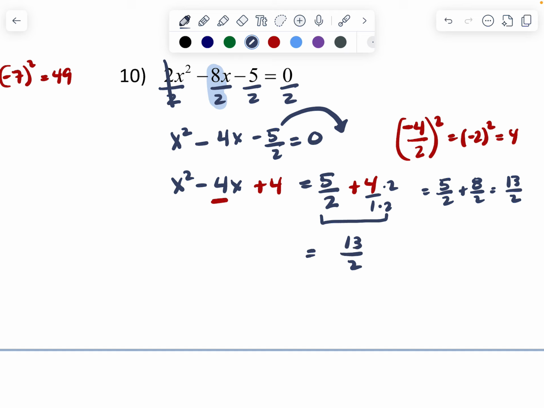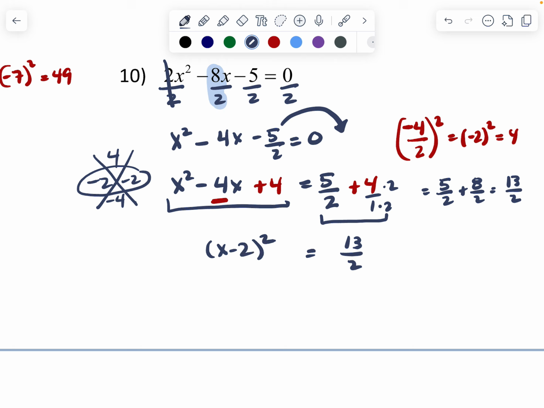Okay, and then this one right here, what does that factor to? If I do a big X on that, I need two numbers that multiply to give me 4 and add to give me negative 4. That would be negative 2, negative 2. So this is going to be x minus 2 times x minus 2, or x minus 2 squared.